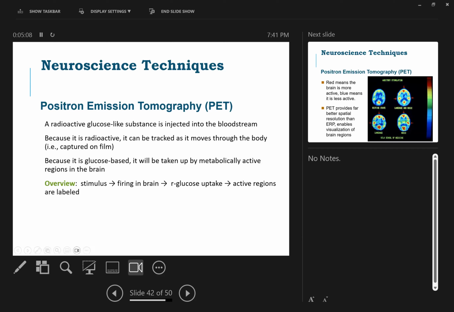The radioactive thing is basically a glucose substance, because that's what would be taken up by these brain cells. It has to be a sugar-based thing that could turn into energy. So basically the overview is that you have a stimulus that makes a firing in the brain, or an emotional state that makes a certain firing in the brain. That's going to need more glucose uptake, and that means you could track this substance, which is glucose based but also radioactive.